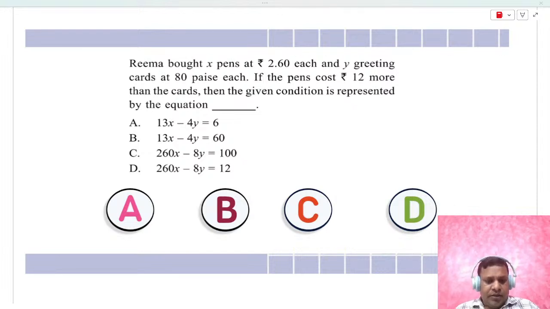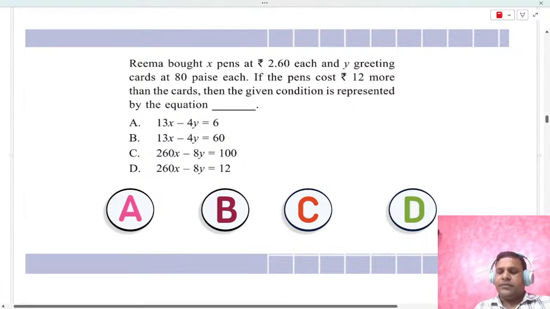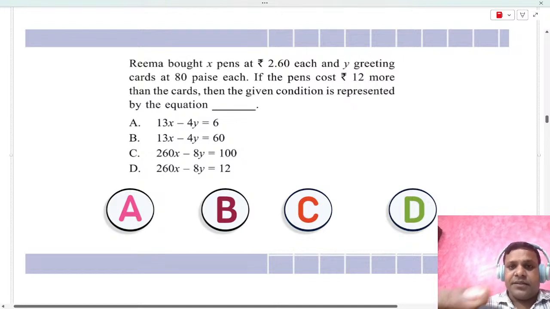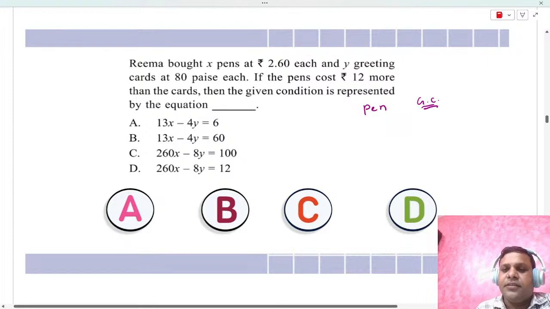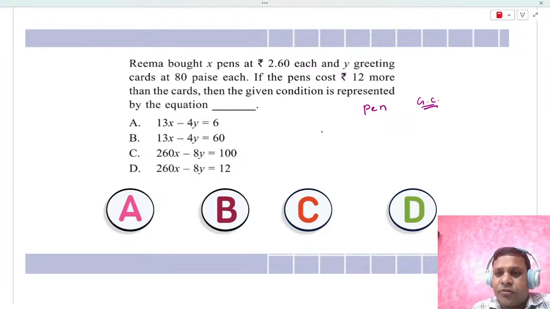Okay, so let's solve the question. Rima bought a pen and greeting cards. What is the total cost?